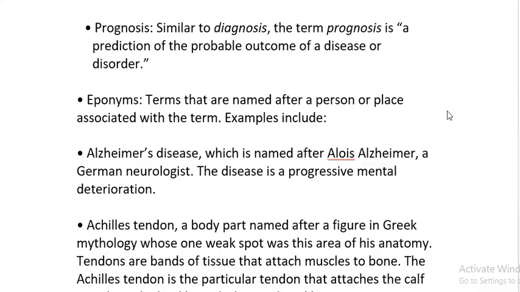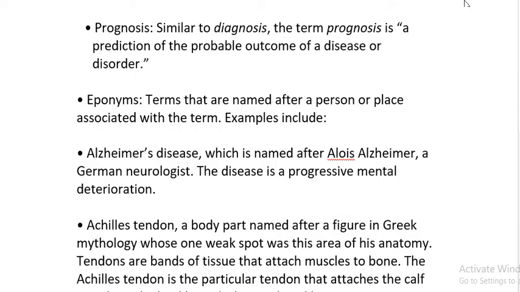The second one is prognosis. Similar to diagnosis, the term prognosis is a prediction of the probable outcome of a disease or disorder. So basically, it is prediction. The physician must think what is the prognosis of that condition. For example, if you go to the hospital, the physician will tell us, after we explain our problems to him, he will prognose our problems. He will tell what are the risks, what are the benefits, extra things, all those things. He will explain to us, which is prognosis. A prediction of the probable outcome of a disease or disorder.